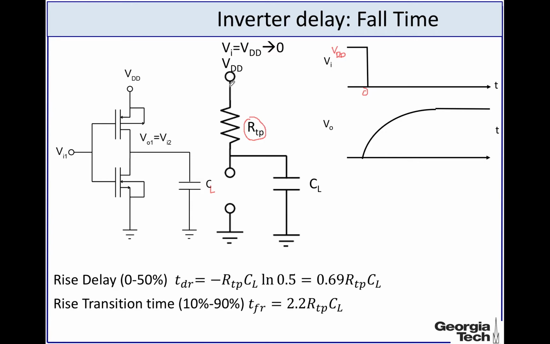So essentially you get a series combination of the resistor RTP and a capacitor CL. This capacitor was initially uncharged, and through RTP it will be charged, and this is the output voltage. Initially the output voltage is 0, and then as soon as the input goes to 0 volts, the N MOSFET becomes an open circuit, and as a result this capacitor will get charged up to VDD.